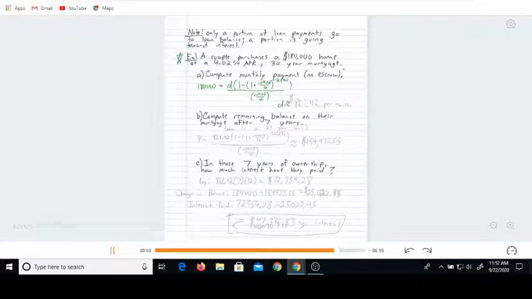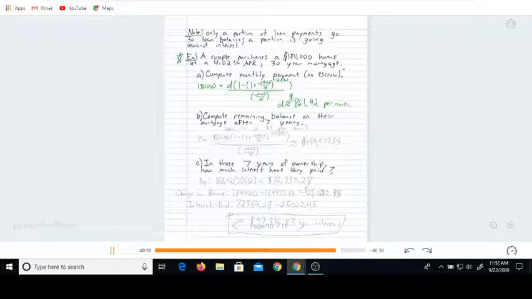You are going to get approximately $861.42. So that will be your monthly payment on that loan. $860 per month is your monthly payment. So compute the remaining balance on the mortgage after 7 years.